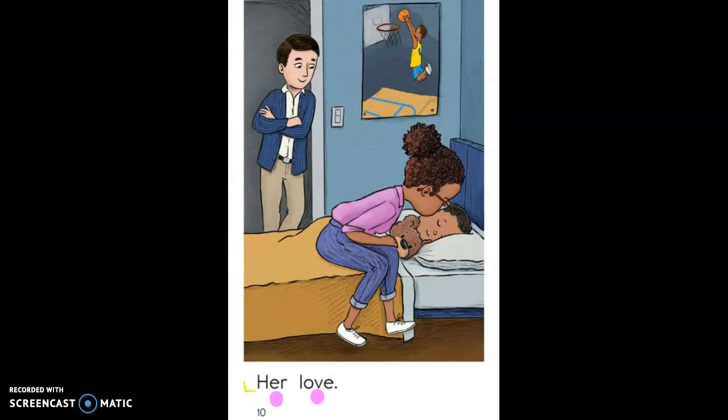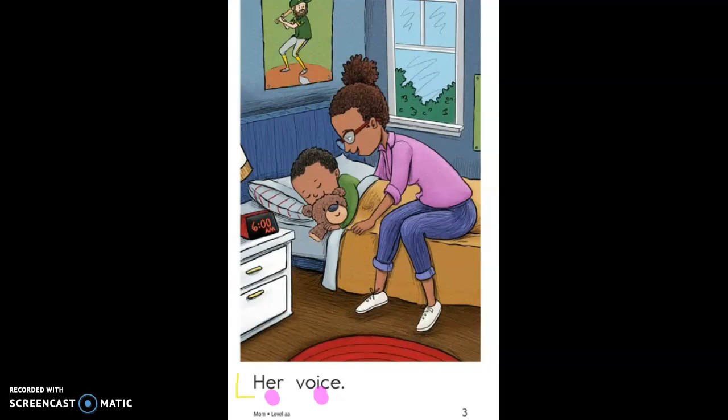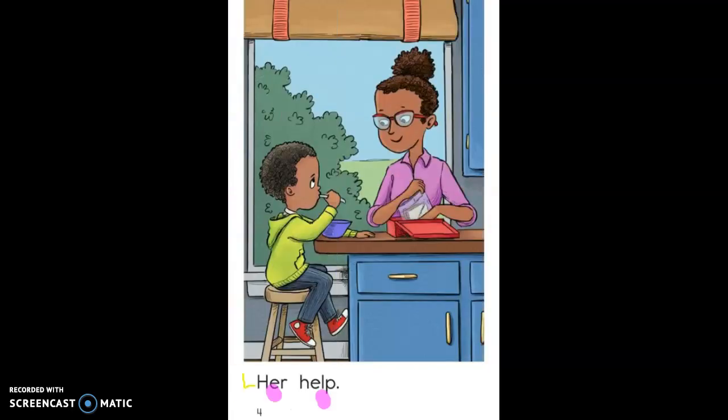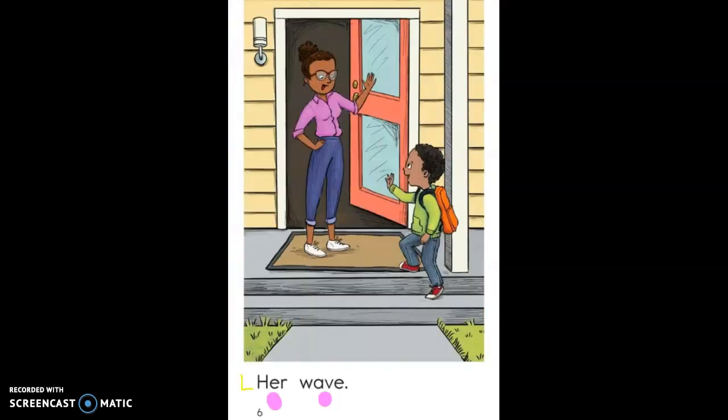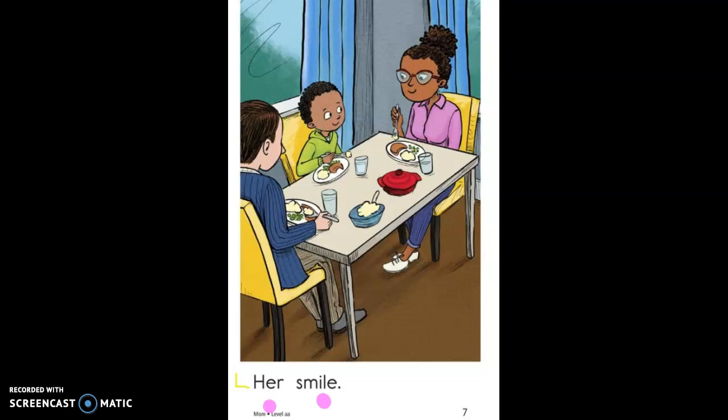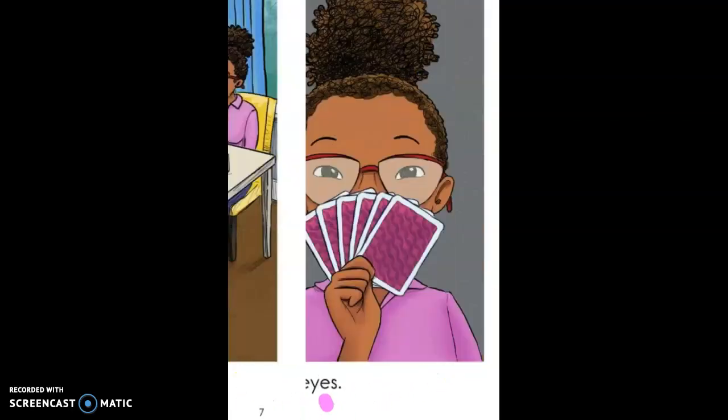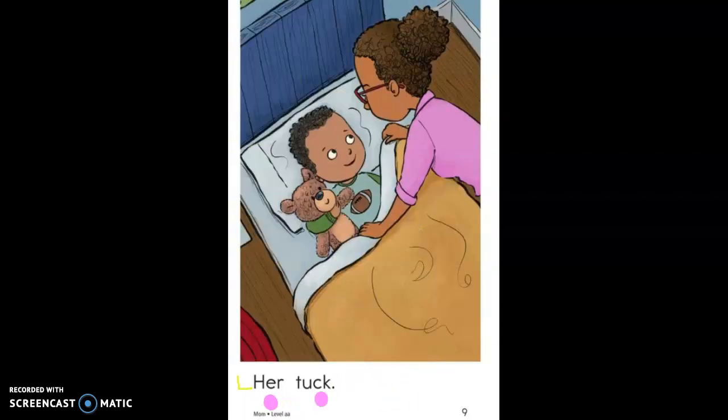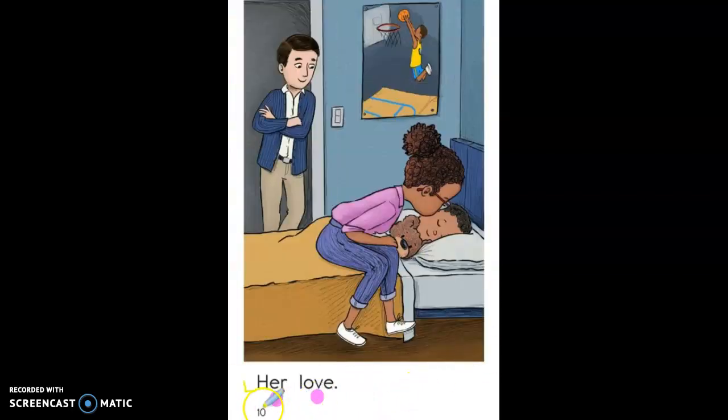Great job, scholars. Can anyone else also remind me, what did our pattern start with? What word does each page start with? We'll go back to page 3 and look, and I'll flip through each page to help us think. What word did each page start with? What was our pattern? Yeah, our pattern was her. We see her as the beginning word of every single page. Her eyes, her tuck, her love. So that's our pattern. Now, scholars, I want you to think, what about your mom do you love? And you can share that with your teacher.